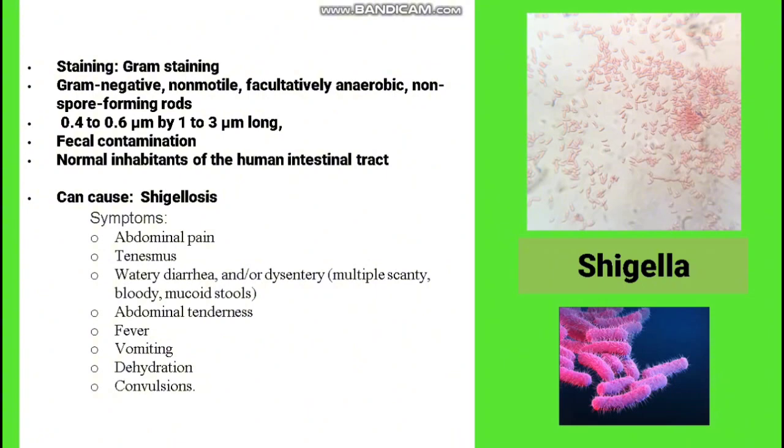And it will develop symptoms such as abdominal pain, tenesmus, watery diarrhea, or dysentery, which means multiple scanty bloody mucoid stools, and other signs may include abdominal tenderness, fever, vomiting, dehydration, and convulsions.